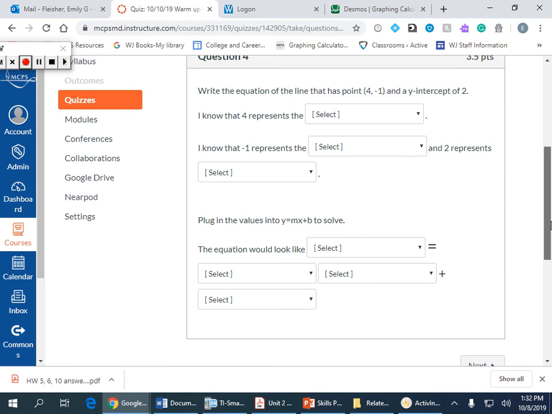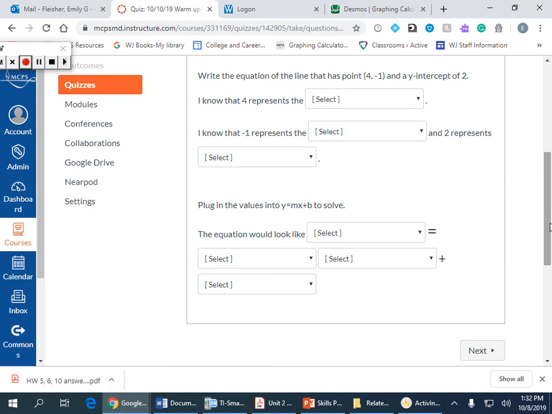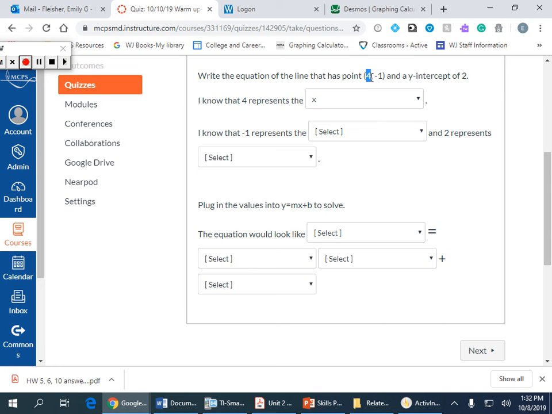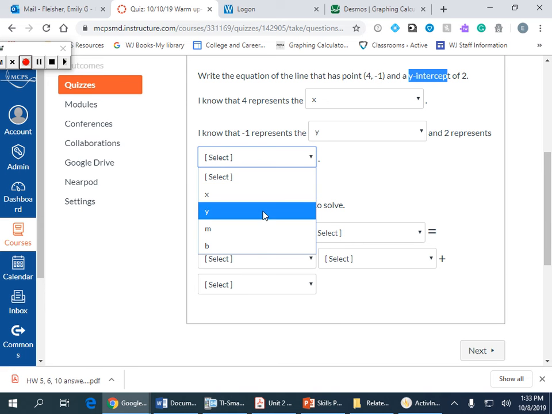And question number 4, this could have been a little tricky because there were a lot of multiple drop downs, but it says to write the equation of the line that has a point (4, -1) and a y-intercept of 2. So this is a little different than what we did on Tuesday. I know that 4 represents the x because it's the x value in this ordered pair. I know that -1 represents the y value because that's the second part of the ordered pair. And then it says 2 represents the y-intercept. But what letter represents that here? B. Plug in the values and then solve.